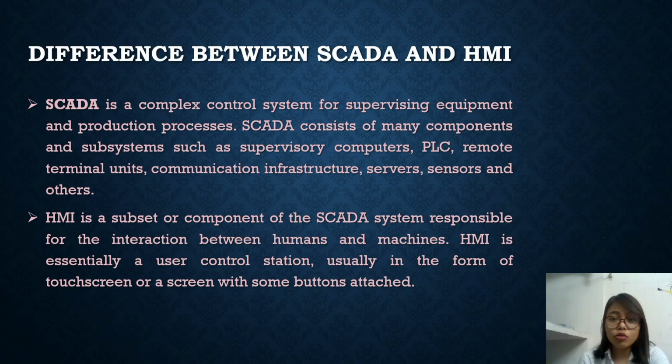SCADA is a complex control system for supervising equipment and production processes. SCADA consists of many components and subsystems such as supervisory computers, PLC, remote terminal units, communication infrastructure, servers, sensors, and others. The data from all of this system is then sent to the central SCADA unit. While HMI is a subset or component of the SCADA system responsible for the interaction between humans and machines. HMI is essentially a user control station, usually in the form of a touch screen or a screen with some buttons attached.